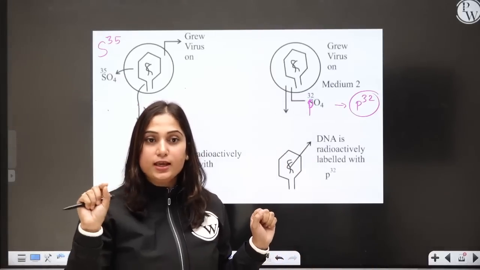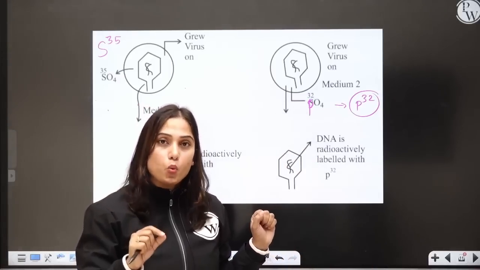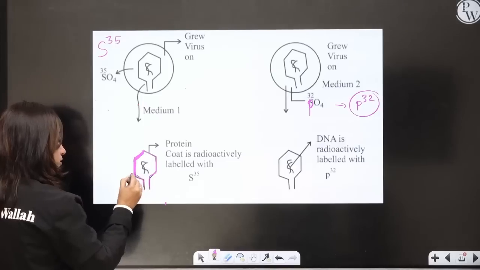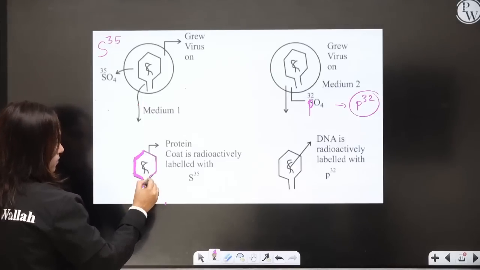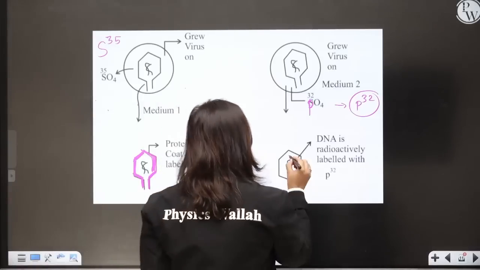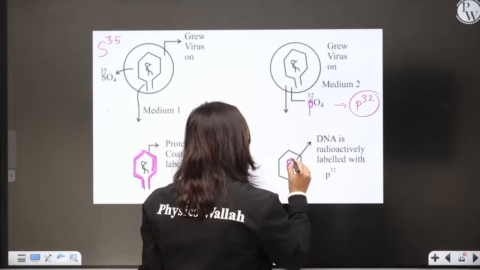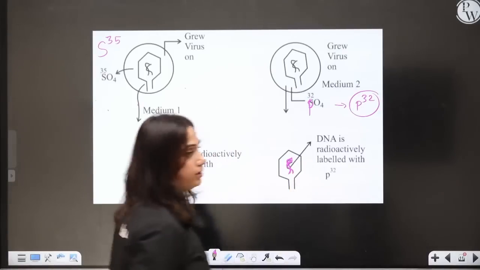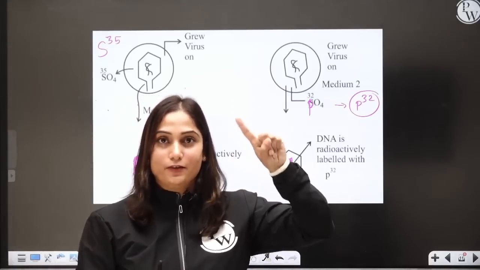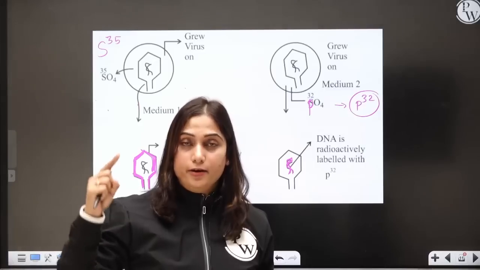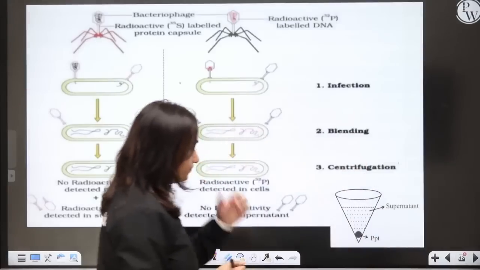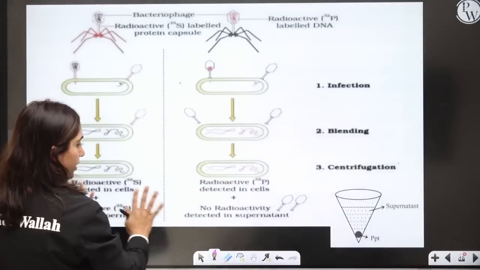So I am denoting the radioactively labeled condition with this pink color. So here we have got the bacteriophage whose protein coat is radioactively labeled, and here we have got the bacteriophage whose DNA is radioactively labeled. So now we have two types of bacteriophages, one with radioactively labeled protein coat and the other with radioactively labeled DNA. Okay, let's move forward now. Let's start with the experiment now.